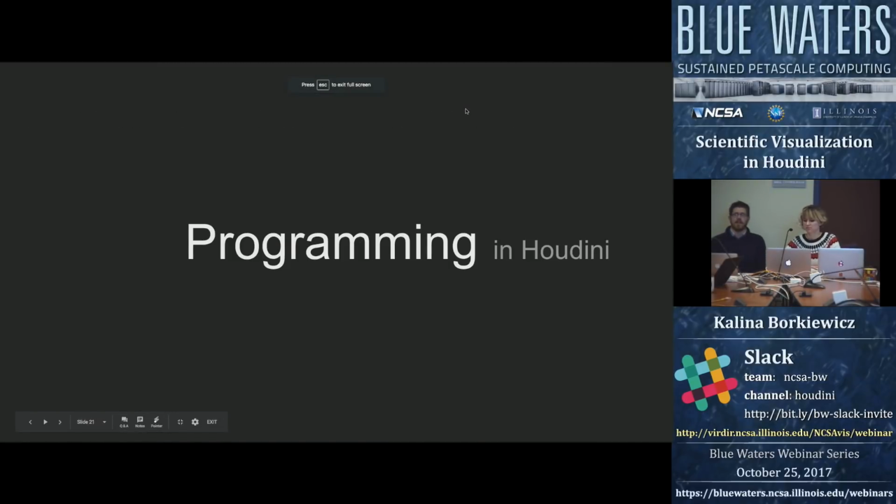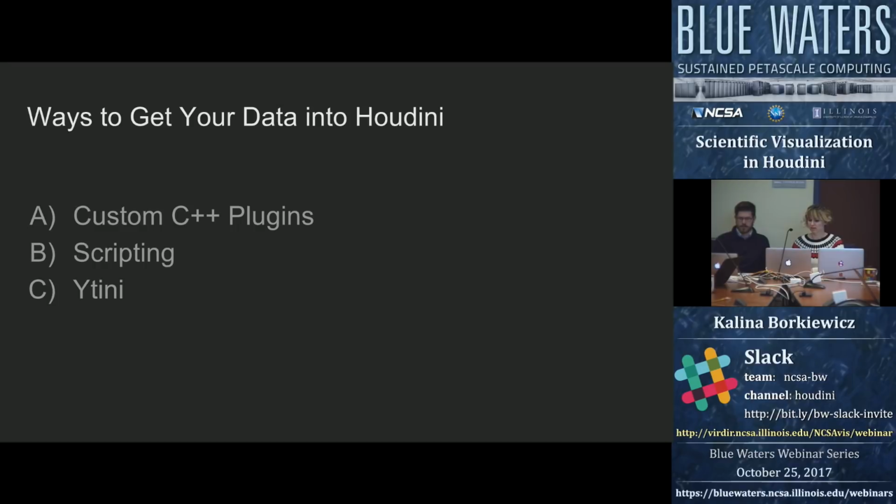Okay, so AJ gave you an overview of Houdini, more how it's meant to be used without any custom plugins, just the way that it comes as is. But if you're working with your own data and you want to import that into Houdini, you're going to need to do a bit of programming. So there's a few different ways that you can get your data into Houdini. AJ described a couple of them already, but I'm going to focus on volumetric data.